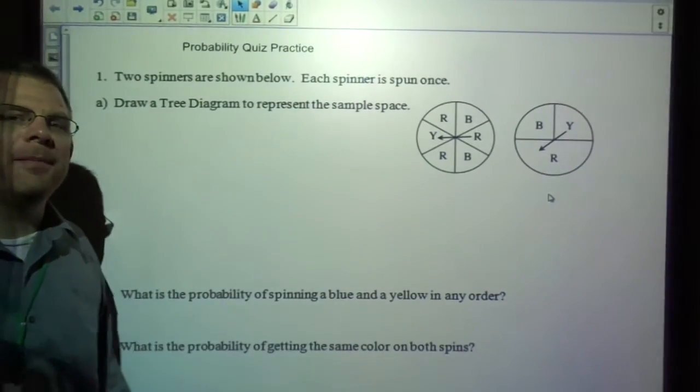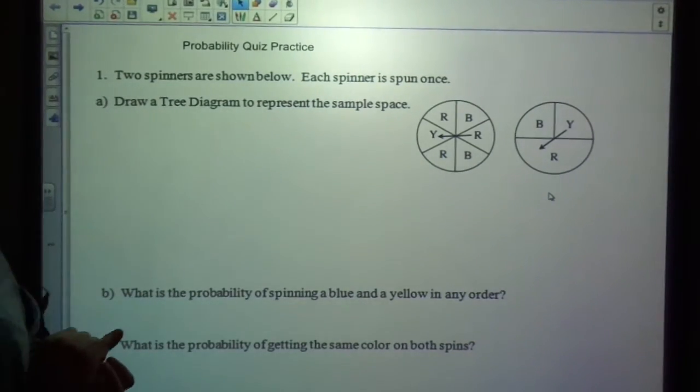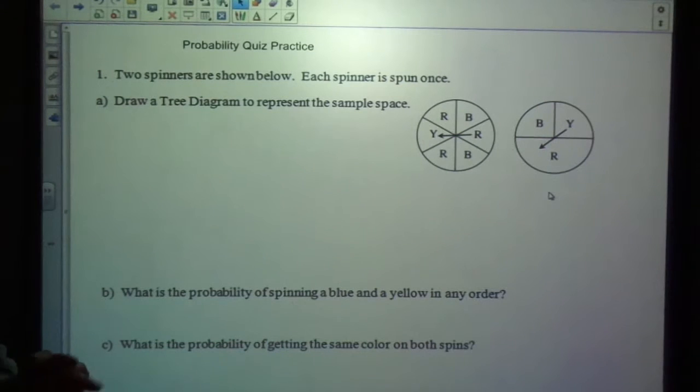Hello and welcome to the probability quiz practice, where we're really looking at tree diagrams and area models to determine probabilities. We've got some practice problems here that are similar to what you're going to see on your quiz, so I want to make sure you understand how to do these.